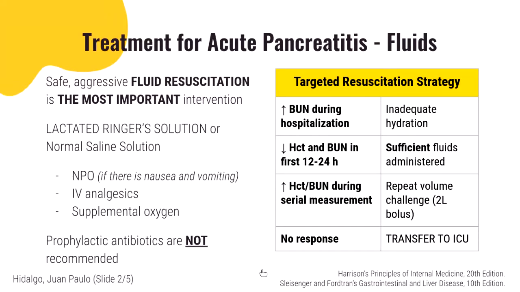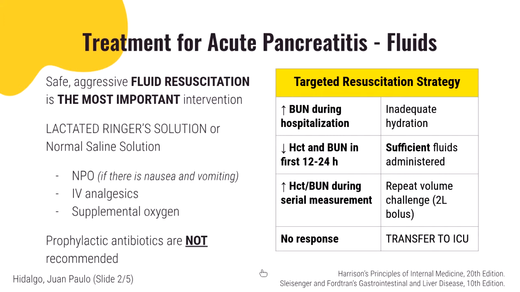Adjunct therapy include NPO if there is nausea and vomiting. However, our patient did not present with nausea and vomiting. And administration of IV analgesics, our patient presented with severe pain, so we should initiate opioid therapy. But in considering opioid therapy, we must go away from morphine because morphine is proven to cause sphincter of Oddi spasm. And if the patient's pain subsides, we could give NSAIDs such as naproxen.